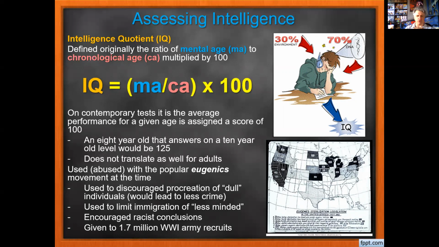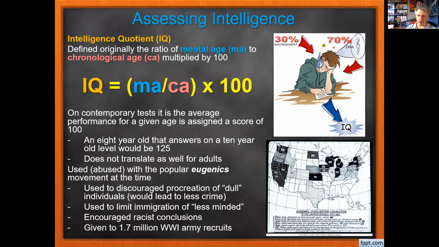This sort of a program could be used very well in situations like World War One. They decided who would be better in administration, who would be better on the battlefield taking orders and all those other things. That could be good, but it also encouraged racist conclusions where you didn't sort of take the environment into account, which we'll talk about at the end.